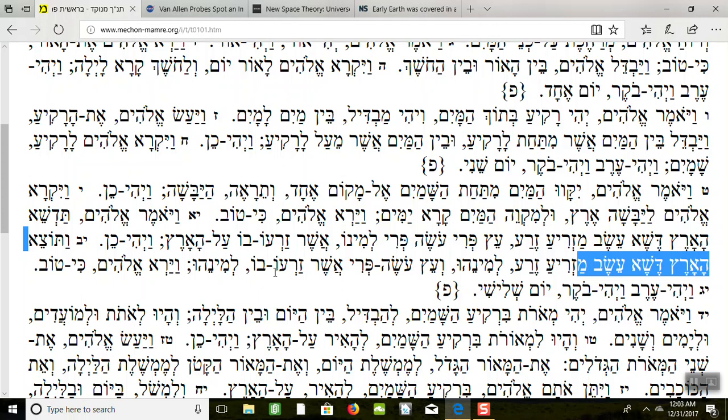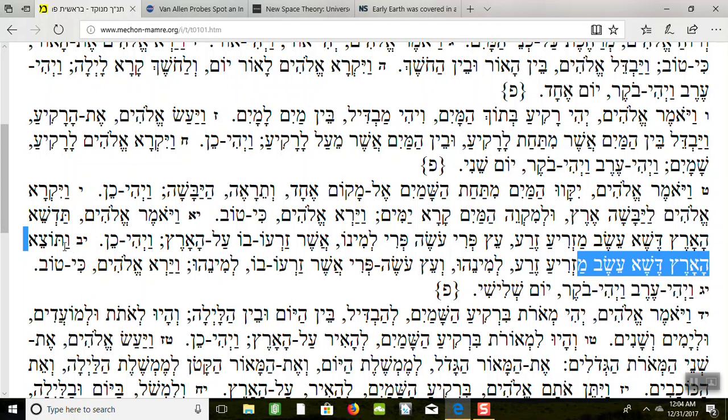Vatotze haaretz deshe, esev, which is, and the earth brought forth grass and herb. You see, in the previous verse, God said, let there be grass and herb. Now he put the process of making everything. Now he made everything. He made the DNA, and now the earth is doing what he basically said: here's the blueprint, now you do it. And so he implemented it now.